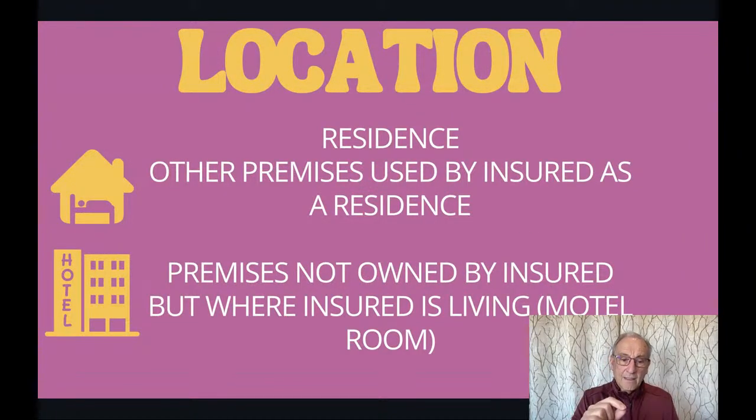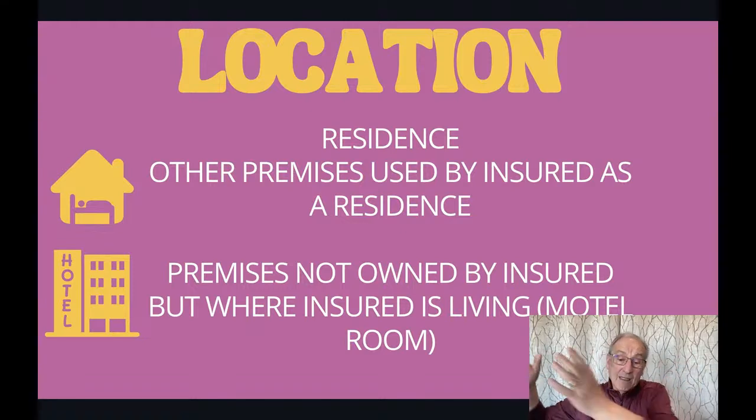Location. The residence, other premises used by the insured as a residence. Remember the cabin in the woods, right? Premises not owned by the insured, but where the insured is living, like a motel room. So what's going to be covered? Say I have a business trip, right? And I go into the motel room. We're not covering the motel. We're not going to cover the motel's beds, but all the contents that you own that you brought with you, your computer, your clothes, whatever you brought, that's going to be covered even if you're in the motel. As long as you're living there, you're the insured. Okay? The contents.